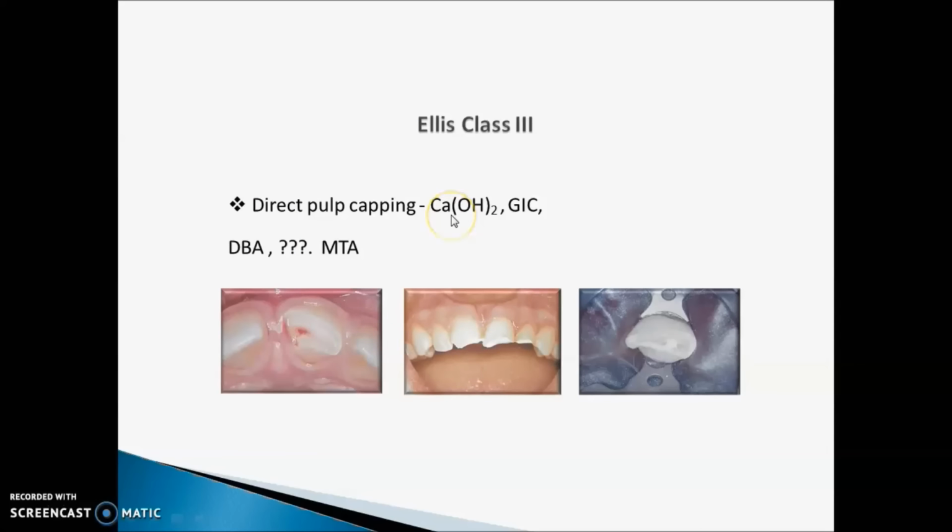So the materials for direct pulp capping are calcium hydroxide, glass ionomer cement, dentin bonding agent, biodentine, and MTA. The material of choice here is biodentine and MTA. They have more success, followed by calcium hydroxide, GIC, and dentin bonding agent along with composite. So in AIIMS class 3, if the exposure is small and the trauma time is less than 24 hours, you can go for direct pulp capping. But if it is more than 24 hours, or the exposure is large, then based on the root condition, you can go for apexification, or you can say root canal therapy.